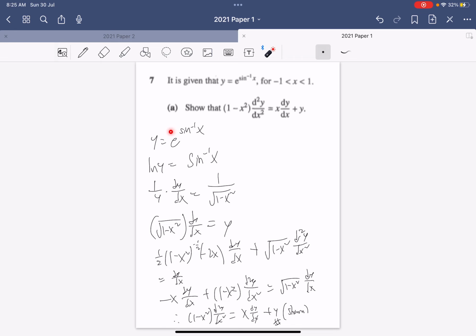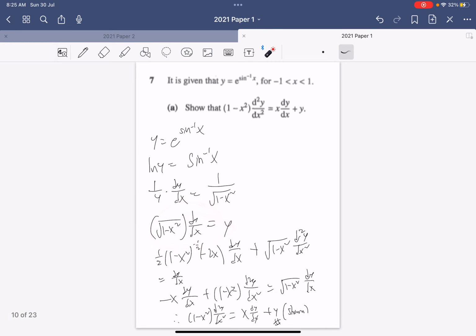So a common trick is you can just immediately differentiate it, but what I like to do is get rid of the e, because in the end we know this is an implicit formula because there's y and x together. So you can just take ln of y to get rid of the e, then you differentiate, it will be 1 over y times dy dx equals to this. This also means that square root 1 minus x squared times dy dx equals y.